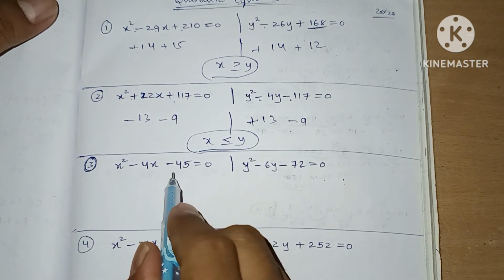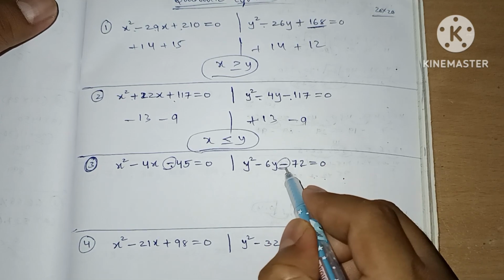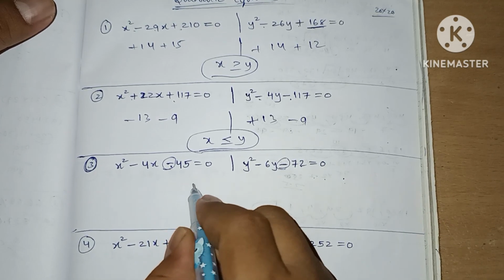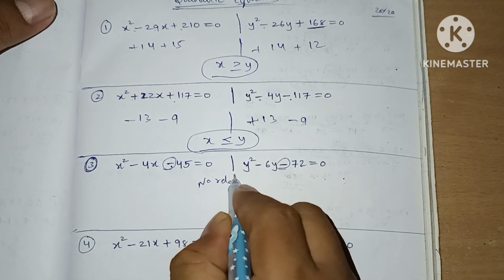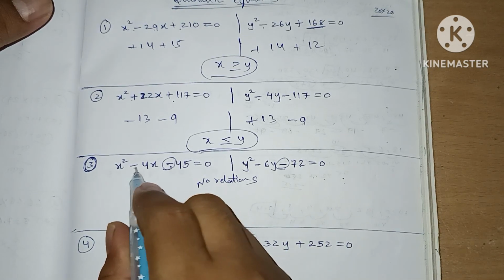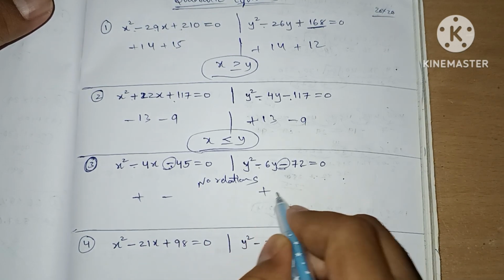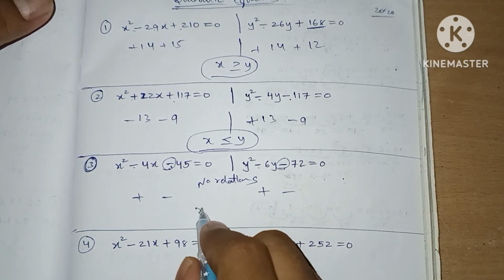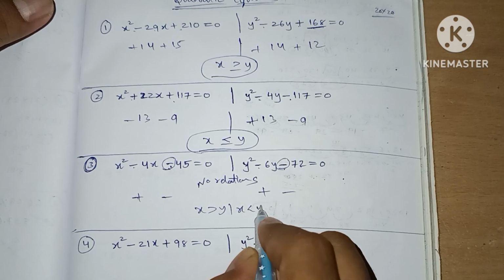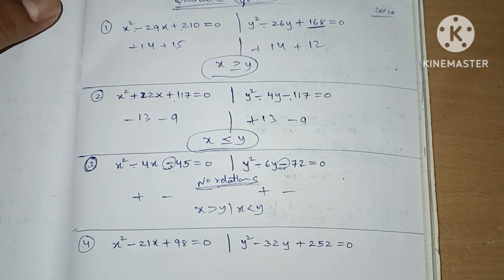Okay, let's see this one. Here I can clearly see that the end is ending with a minus, so no relation can be established between these two equations, because minus and minus means the roots are in positive and negative. Here also minus and minus means the roots are in positive and negative. Now comparing these two, we get x greater than y and x lesser than y, so there is no relation can be established between these two equations.